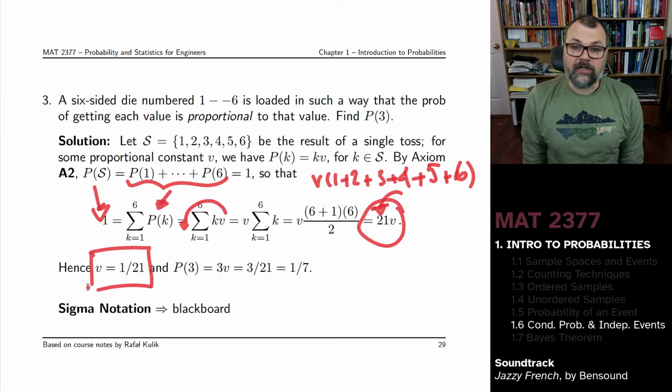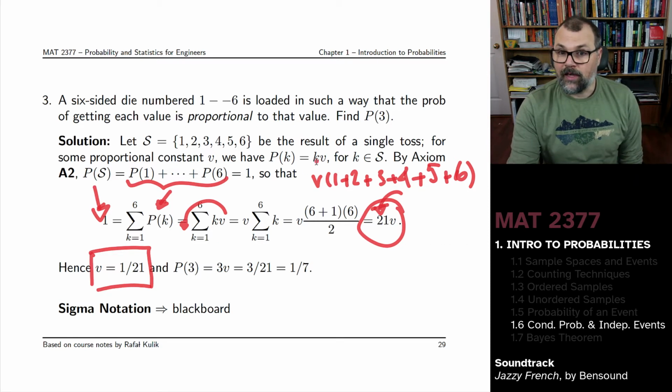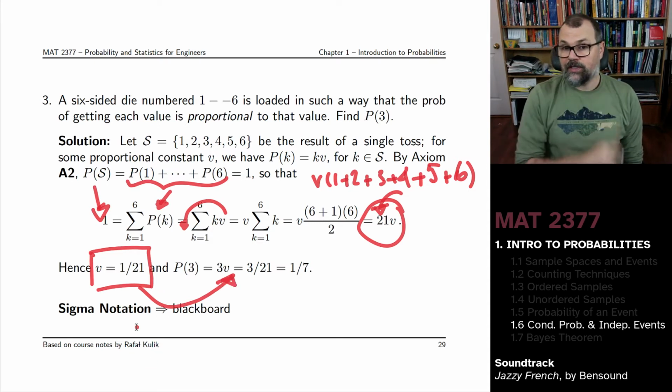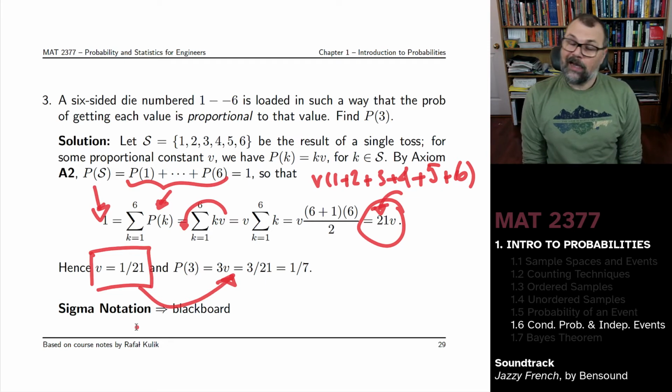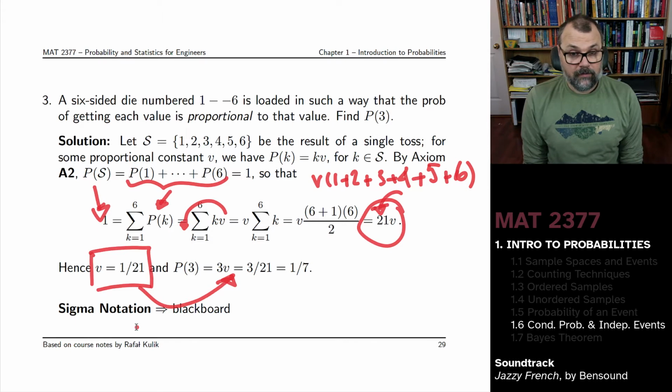What's the probability of rolling a 3 in that case? Well, it is k times v, where k is equal to 3, so 3 times v, but we know what v is equal to. It's 1 over 21, so you get 3 over 21, which is the same as 1 over 7. So you see 1 over 6 wasn't that far off, but that's just an accident. The probability of rolling a 6 is much higher than 1 over 6.